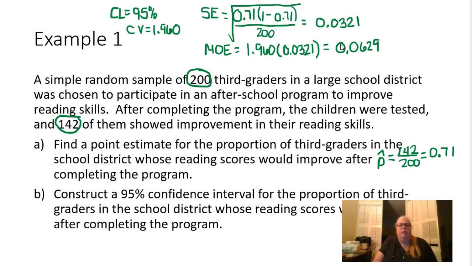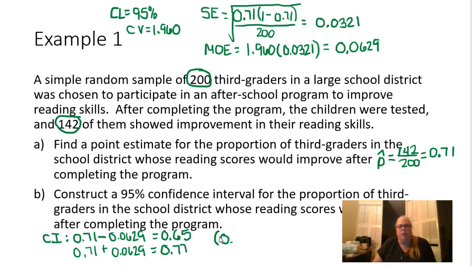And so our confidence interval, just going to put that down here. Remember, this is going to take our point estimate, which we said was 0.71, our p hat, and we are going to subtract off our margin of error. And then we're going to take our point estimate and we are going to add our margin of error. And then I'm going to round these to 2 decimal places because that's what my point estimate was rounded to. And this is going to give me my confidence interval of 0.65 to 0.77.